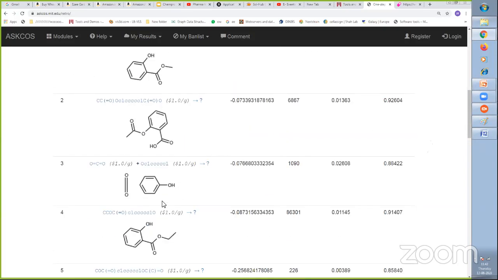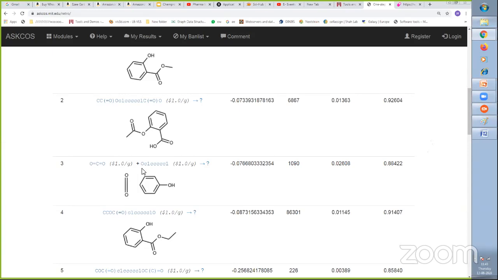So if we come here, it throws another interesting thing. Can you see here? Can you see this one? What is this one? Carbon dioxide. CO2, carbon dioxide plus phenol. This is what I was telling you.